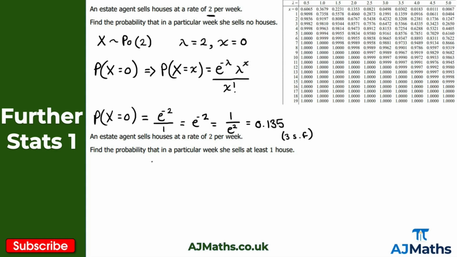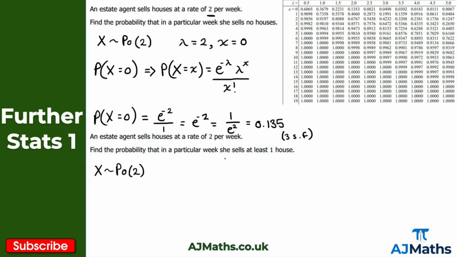Now for this next example, again, it follows the same context: an estate agent sells houses at a rate of 2 per week. In this one, we're asked to find the probability that in a particular week she sells at least one house. So again, same context, it's a Poisson distribution with rate or parameter of 2.